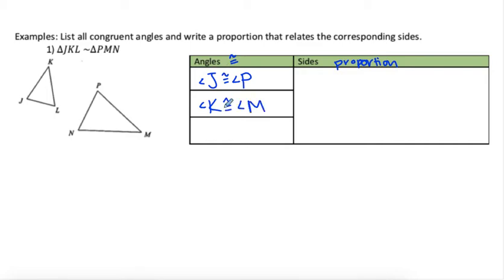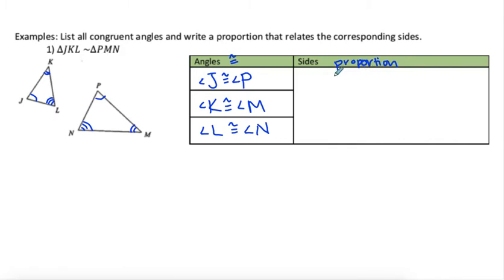So these are congruent. The figures are similar, so the angles are congruent. And the last one, angle L, is congruent to angle N. So I've listed my 3 pairs of congruent angles, and I can mark it on my picture. J goes with P using my little arc. I'll do 2 with K and M, and 3 with L here and N here.